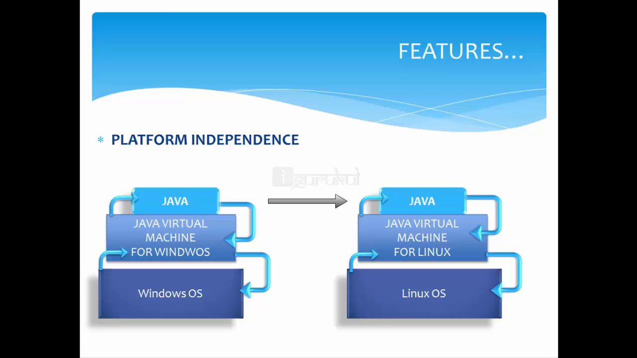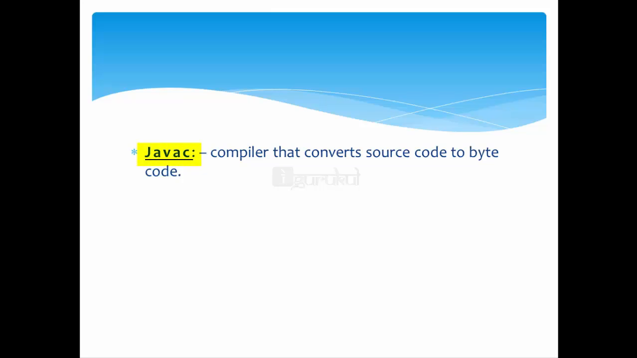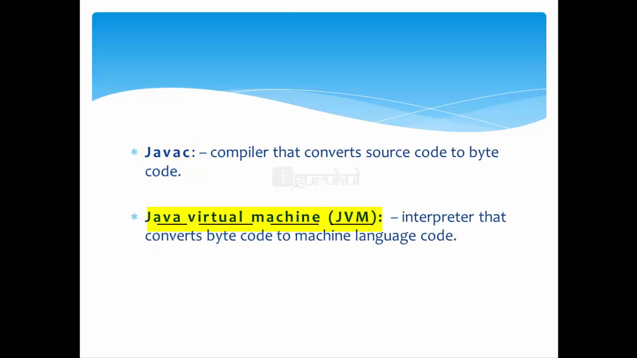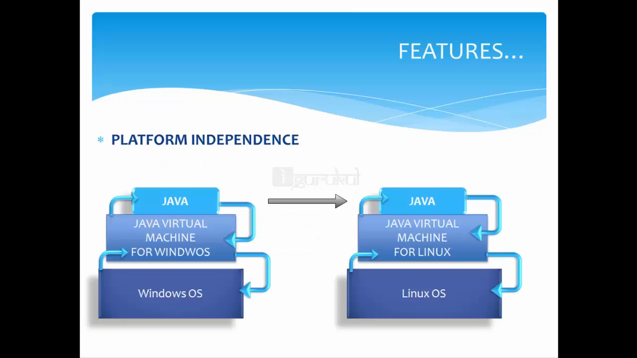So there are two more important points about the Java virtual machine. The first one is javac, that is our Java compiler, which converts source code to bytecode. Our other point is the Java virtual machine. As we have seen in our previous slide, the Java virtual machine is an interpreter that converts bytecode to machine language code, and bytecode is generally represented in hexadecimal format. So the whole scenario about platform independence is that after compilation, the interpreter reads the generated bytecode and translates it according to the host machine, that is your operating system, and bytecode is interpreted by the Java virtual machine.